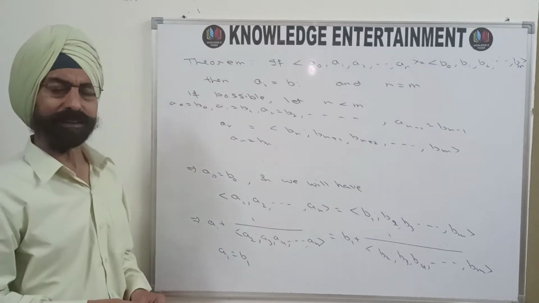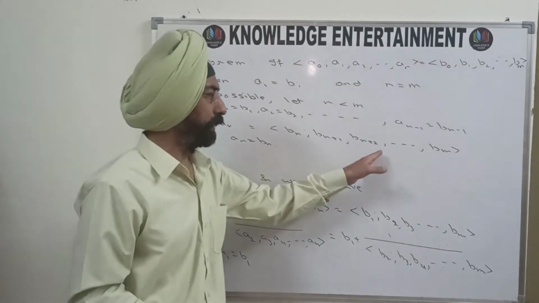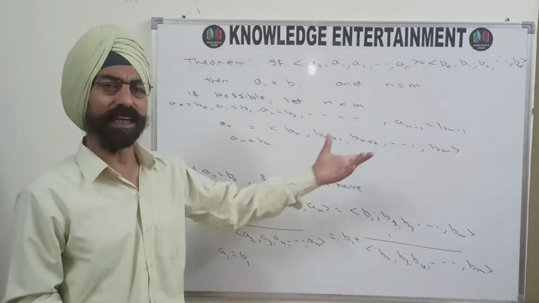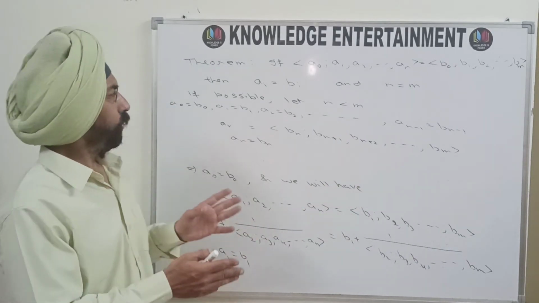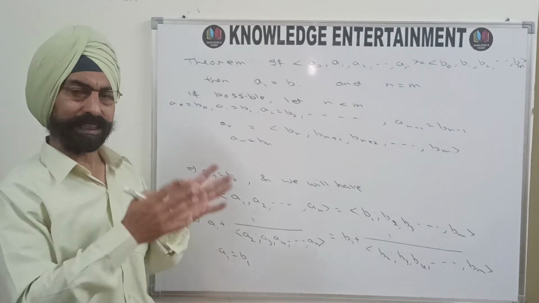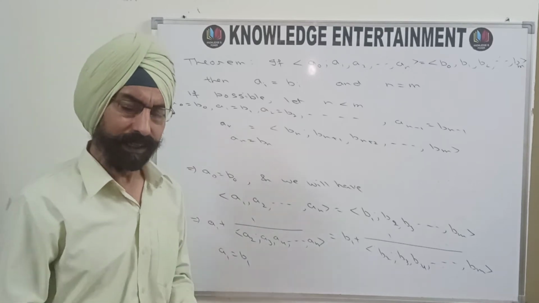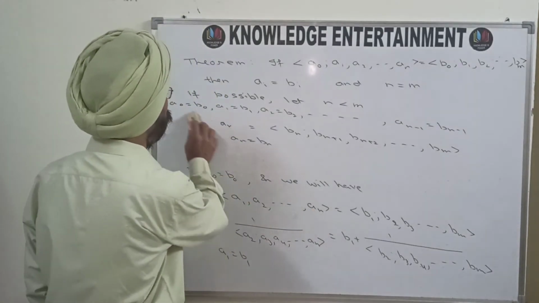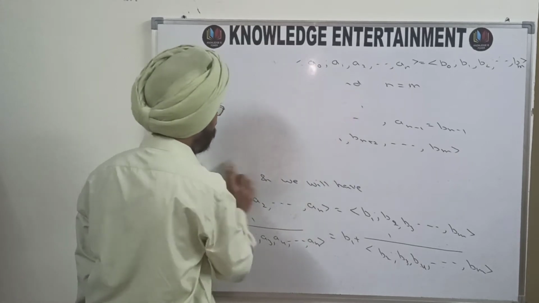An is equal to bn, and rest of the numbers bn plus 1, bn plus 2, up to bm are all 0, and if they are all 0, that means your n is equal to m. So two simple finite continued fractions are equal if and only if their corresponding partial quotients are equal, as well as the number of partial quotients of both the simple finite continued fractions is equal, is same.